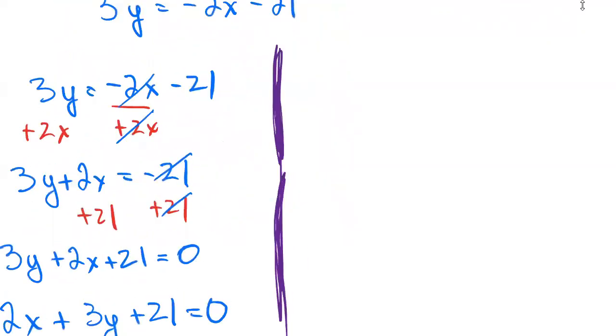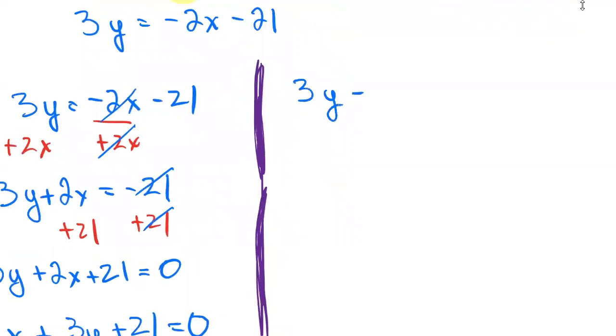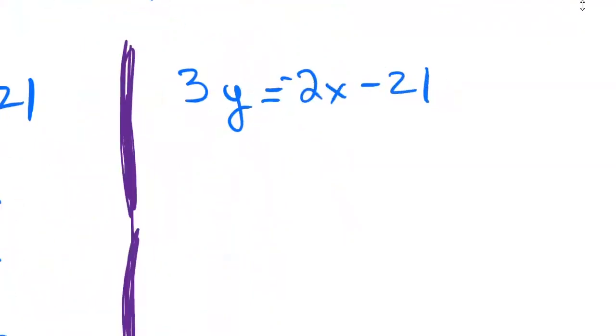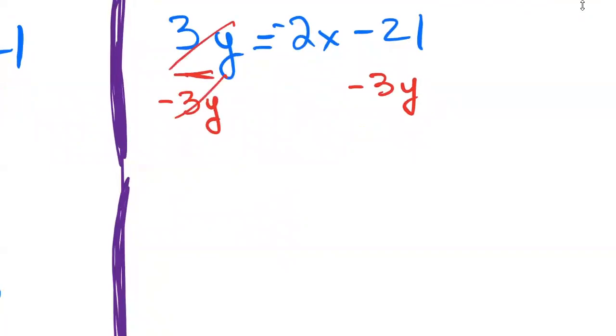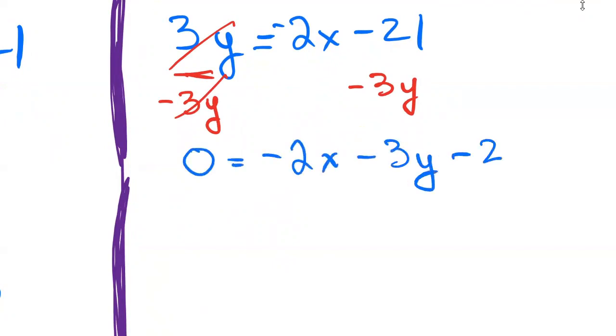Now, if you choose to do this question a different way, 3y equals negative 2x minus 21. I see that I only have to move one thing to the right-hand side if I start with moving the 3y. But then I have another step at the end. So if I want to do that, I'm going to subtract 3y from this side, subtract 3y. These will cancel. I would be left with 0 on the left-hand side. And then I would have minus 2x, minus 3y, minus 21.